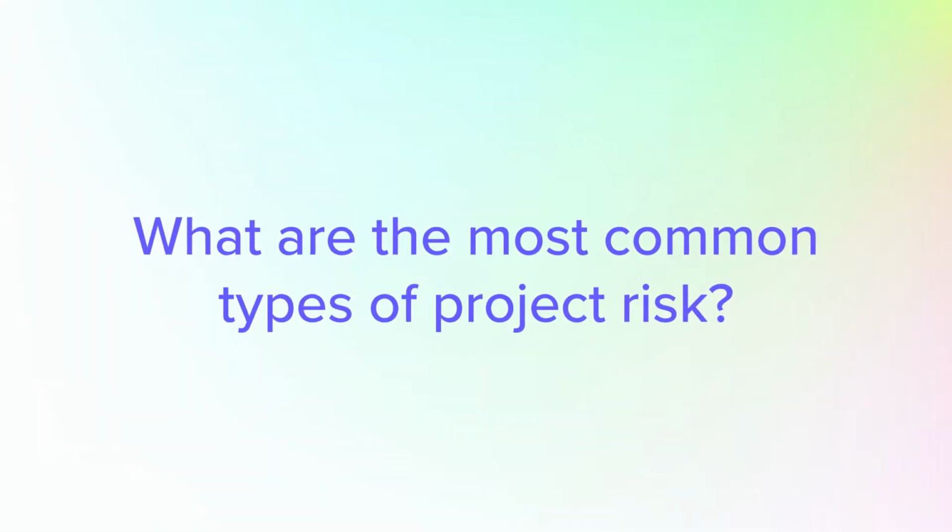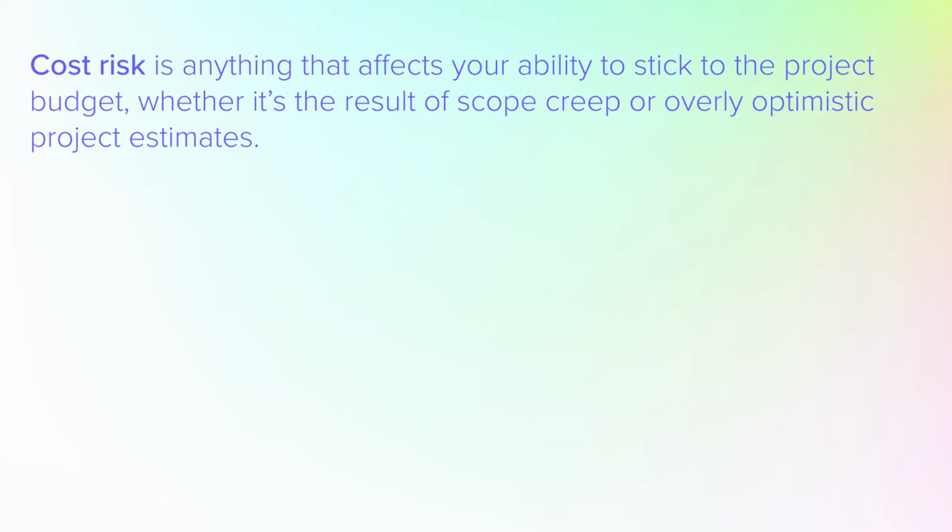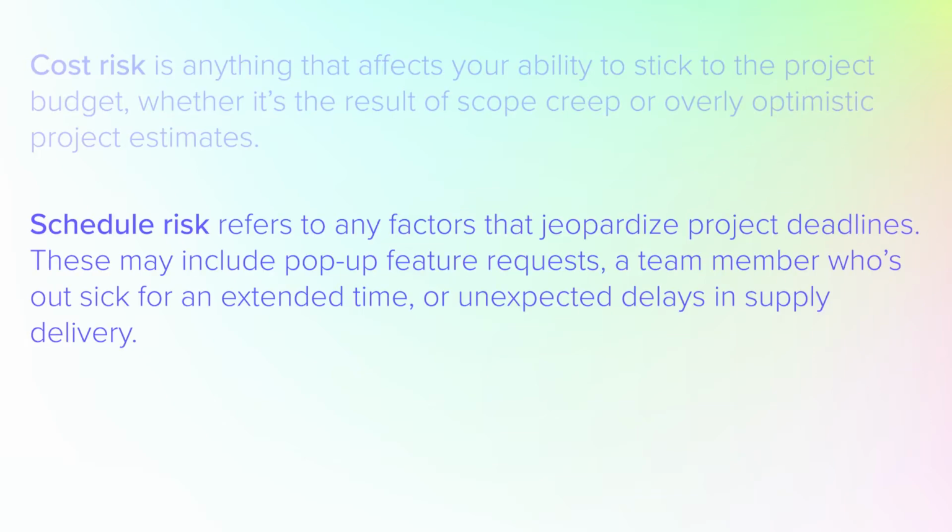Once you've got a few projects under your belt, you'll start to notice that some project risks pop up more than others. Here are 3 common types you should look out for in any project you manage. Cost risk is anything that affects your ability to stick to the project budget, whether it's the result of scope creep or overly optimistic project estimates. Schedule risk refers to any factors that jeopardize project deadlines. These may include pop-up feature requests, a team member who's out sick for an extended time, or unexpected delays in supply delivery.